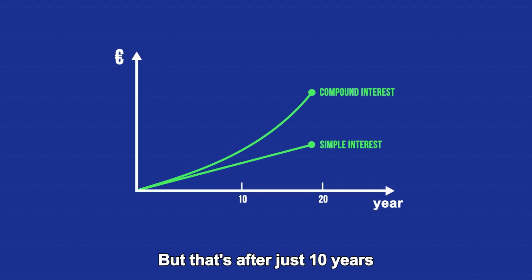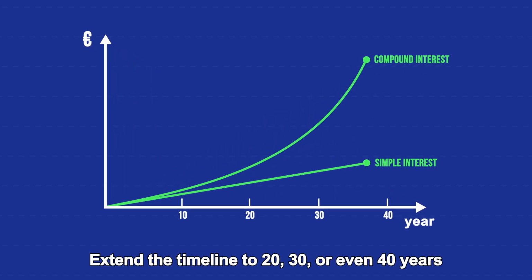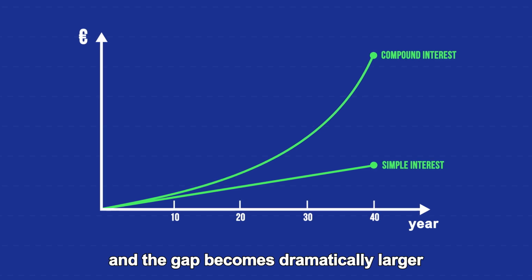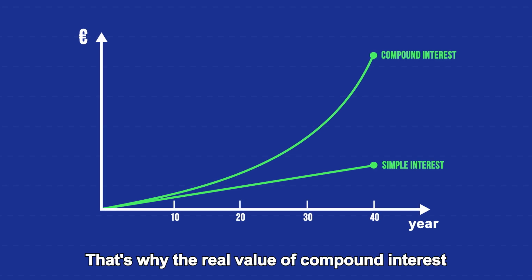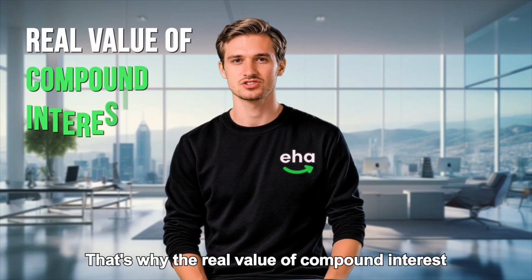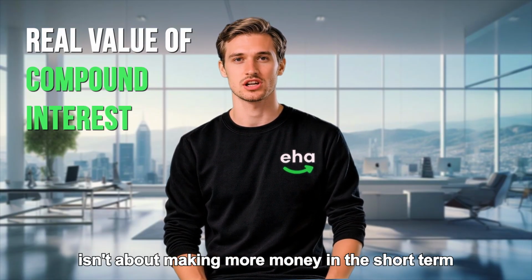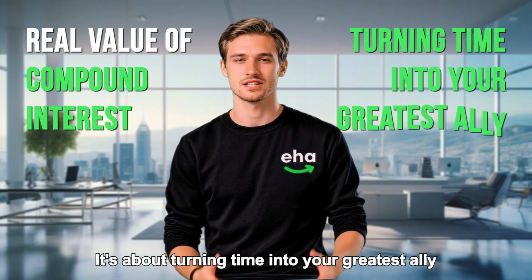But that's after just 10 years. Extend the timeline to 20, 30, or even 40 years, and the gap becomes dramatically larger. That's why the real value of compound interest isn't about making more money in the short term. It's about turning time into your greatest ally.